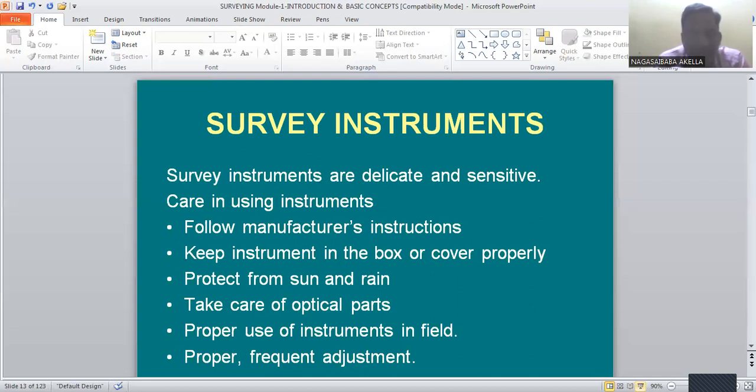Next, proper use of instruments in the field. In the field, you have to use your instruments in the proper way. And temporary adjustment should be done at every station.